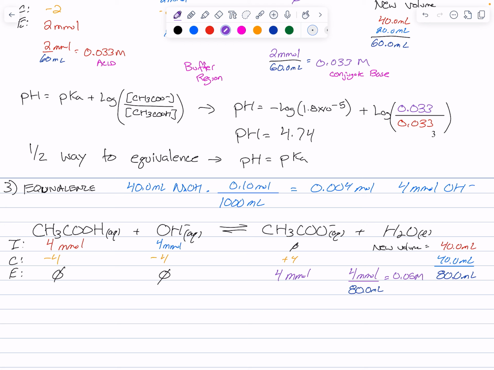So now the question, what do we do now? Is the pH 7 because of this? No, it's not, because we have that. This is the same now as if we had a new question: what would be the pH of a 0.05 molar solution of acetate? So the pH is due to the hydrolysis of the conjugate base.